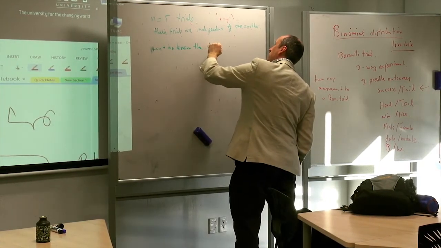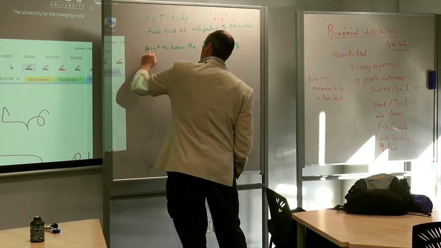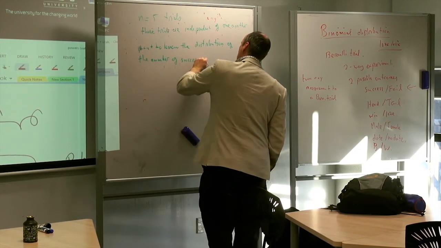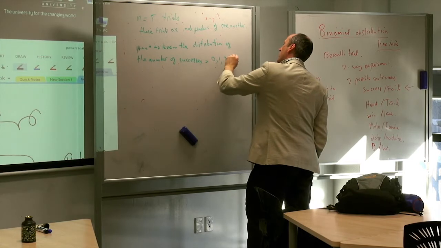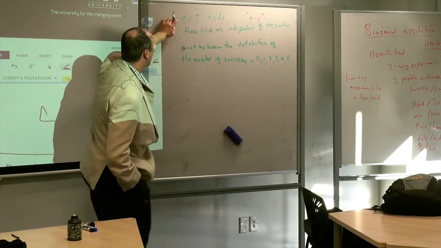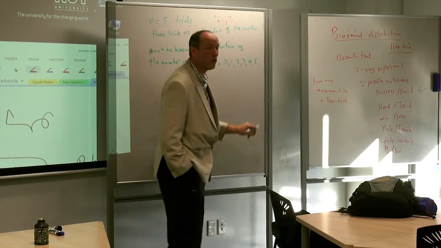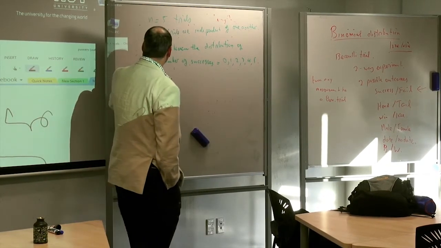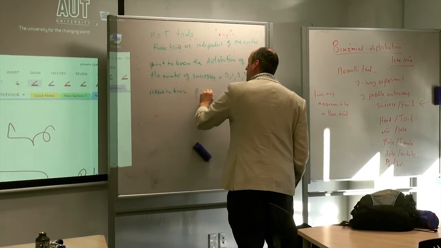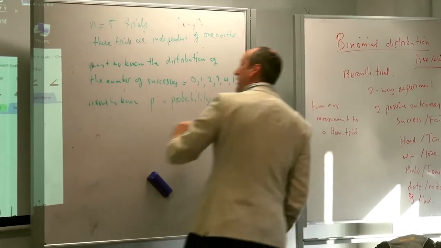And I want to know the distribution of the number of successes: 0, 1, 2, 3, 4, or 5. Okay. So for 5 trials, we can have this number of successes. We can have a clean run of successes, all success, or all failures. But for the examples, I will need to know p, which equals the probability of an individual success.